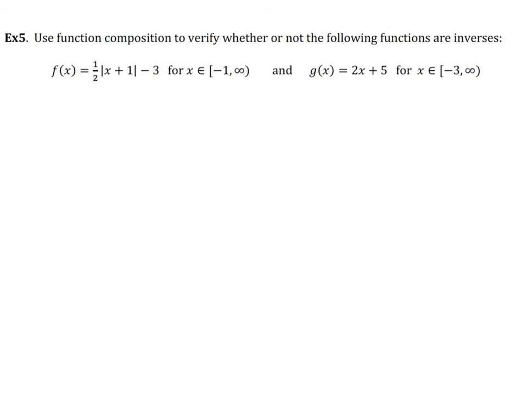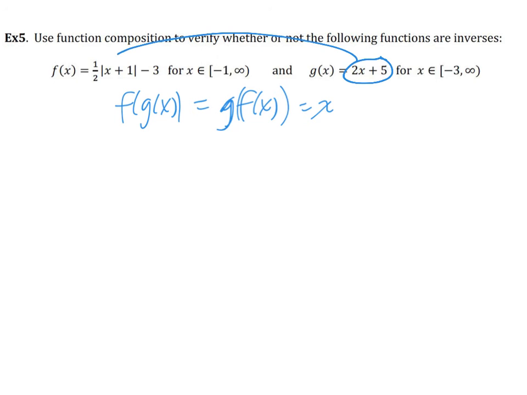All right, use function composition to verify if the following are inverses of each other or not. Remember, function composition says if f of g of x equals g of f of x equals x, then they are inverses of each other. So we need to take this function and substitute it in here and see if it equals x, and then take this entire function and substitute it in here and see if that equals x. If that is true in both cases, then these are inverses of each other.